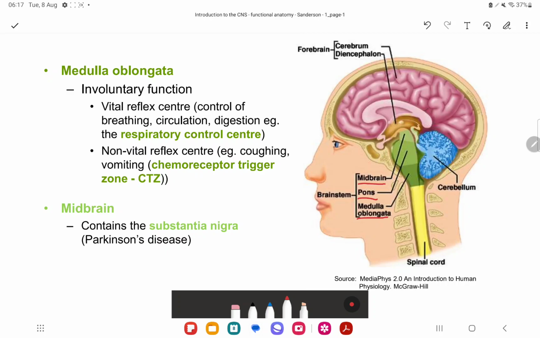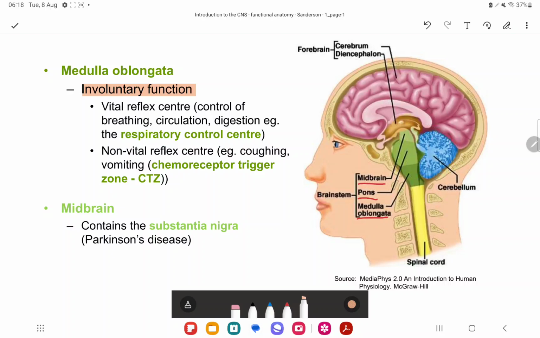So let me just quickly start again. The brainstem is subdivided into several parts, and two of the parts are the medulla oblongata and the midbrain. Just starting with the medulla oblongata, this is important in involuntary function. That's the take-home message. In case you get a question asking you to describe the structure, just know that the medulla oblongata is important in involuntary function.